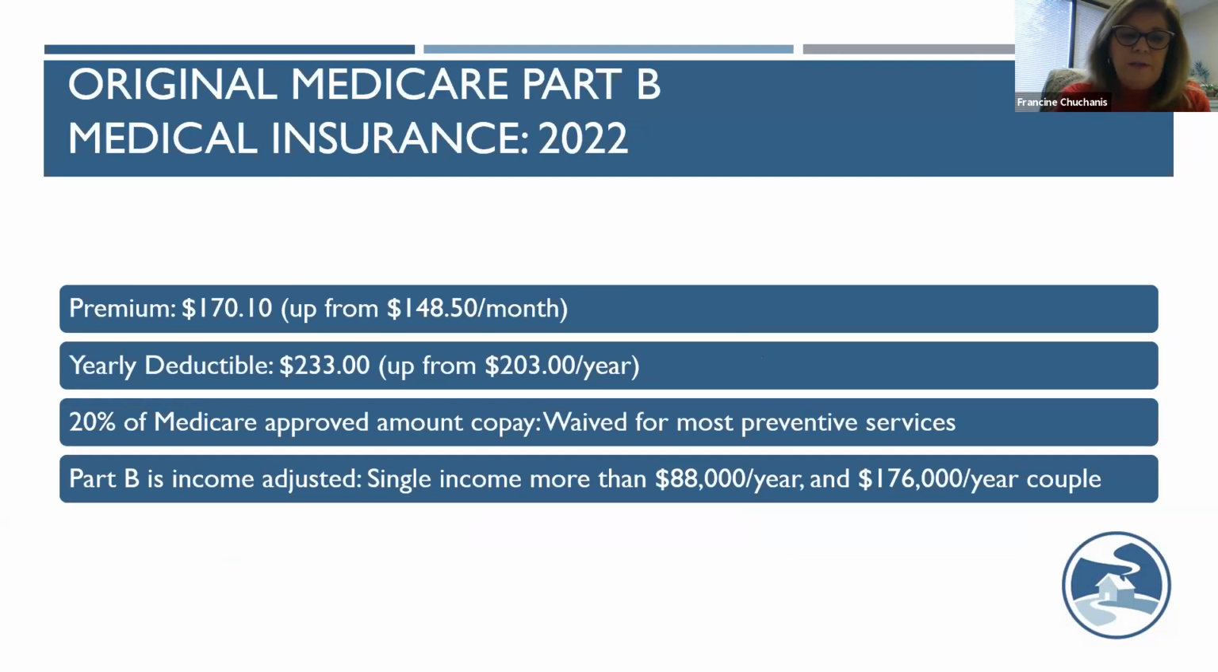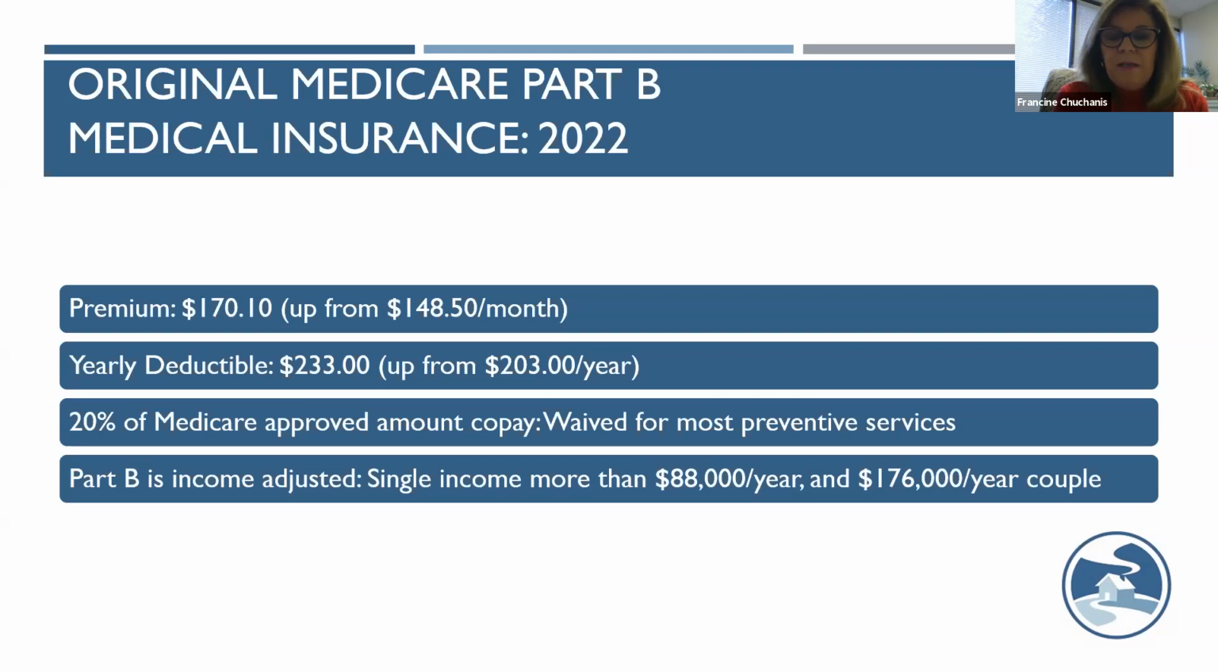Under original Medicare Part B, that's your medical insurance. That would cover doctor's visits, durable medical equipment, some drugs that are given in a doctor's office. And there is a premium for Part B that everyone pays. For most people this year, that premium was $148.50 per month.